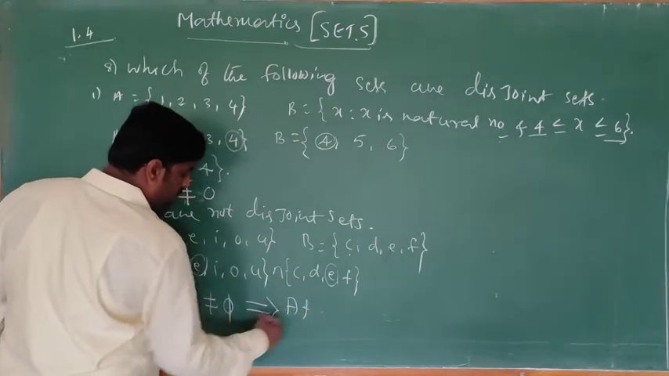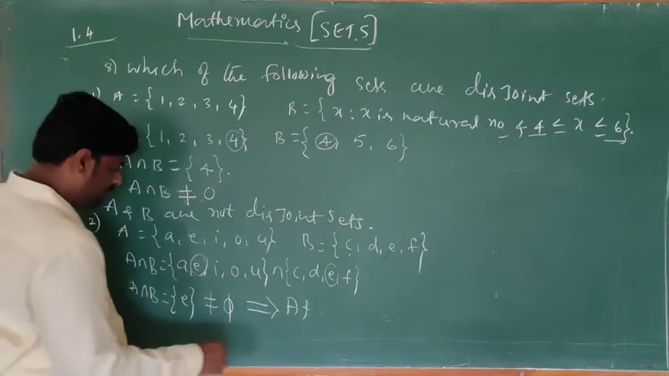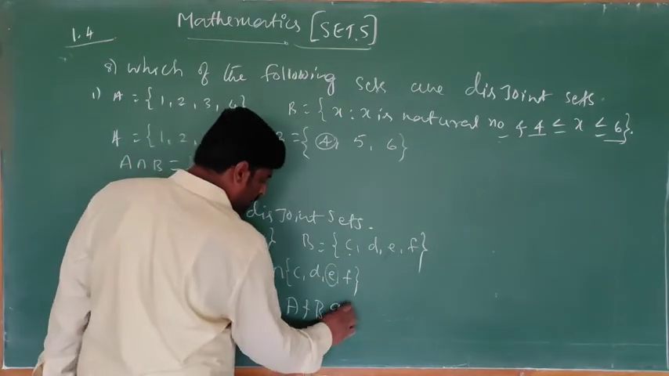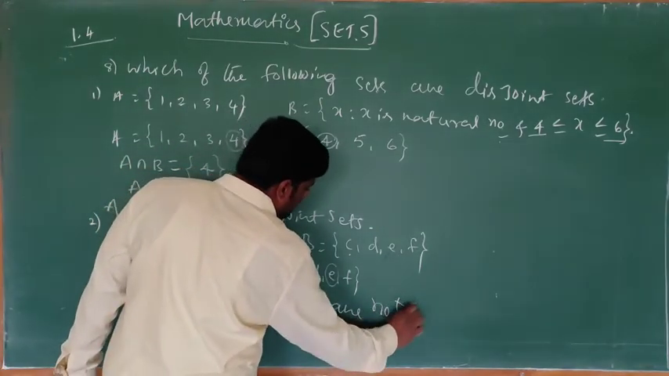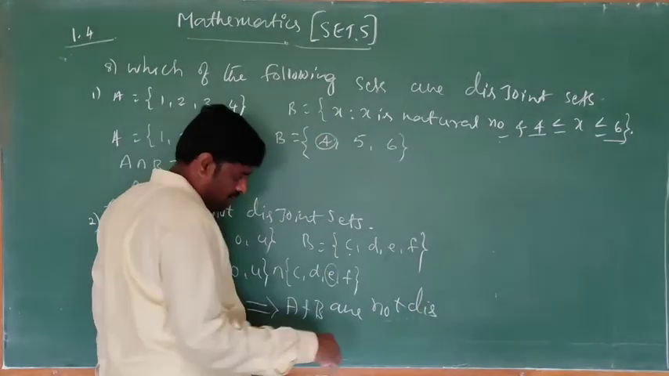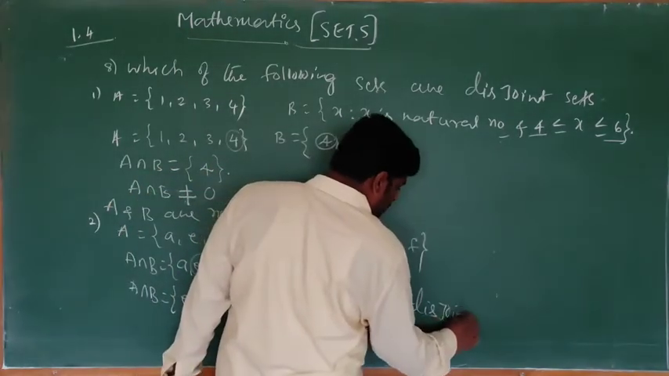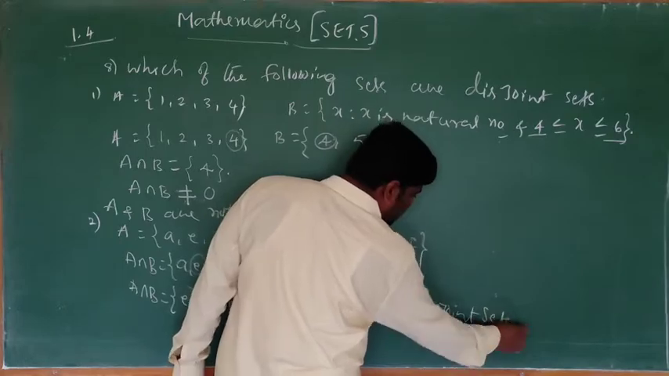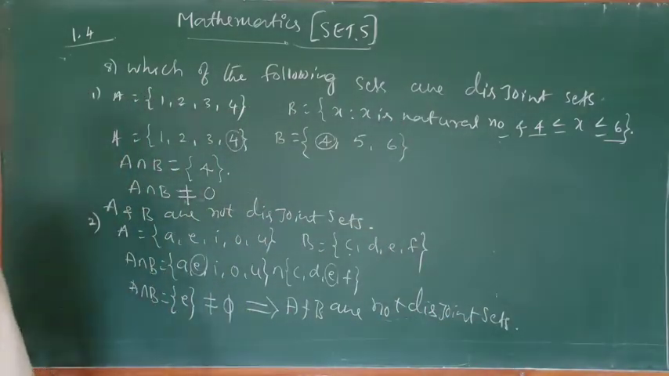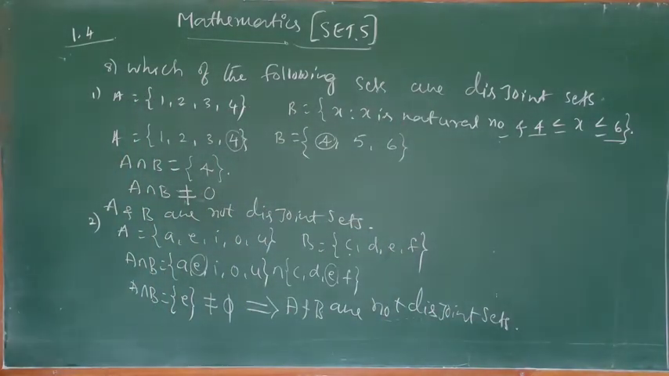A and B are not disjoint sets. Next question.